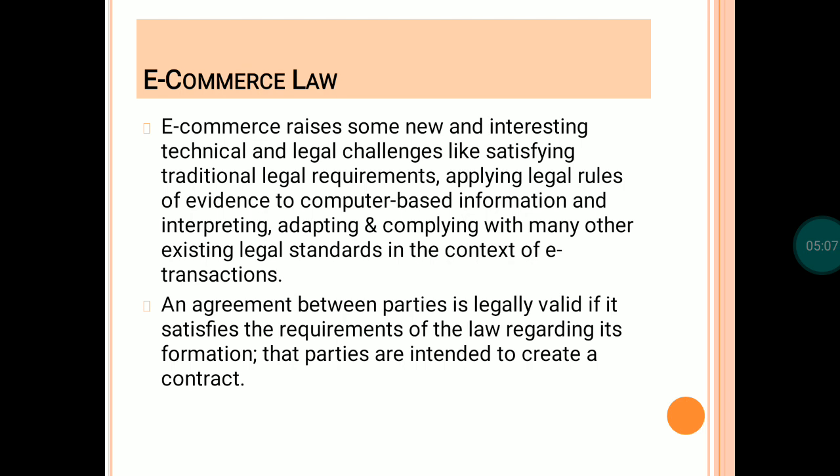Now, e-commerce law. When we talk about e-commerce, we have discussed so many factors of e-commerce, and we have also discussed that the internet is involved in that particular process. Now, if we talk about e-commerce, there definitely must be certain laws or guidelines that must be followed by all the parties involved in that particular transaction or sharing or transferring of money, accounts, or data.